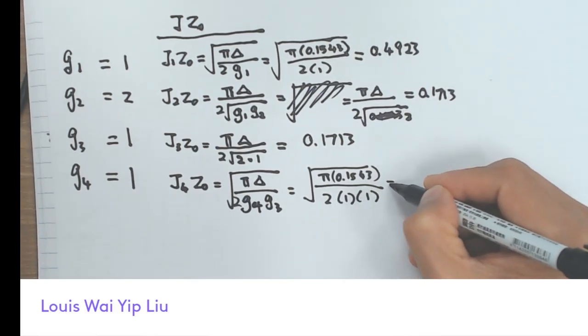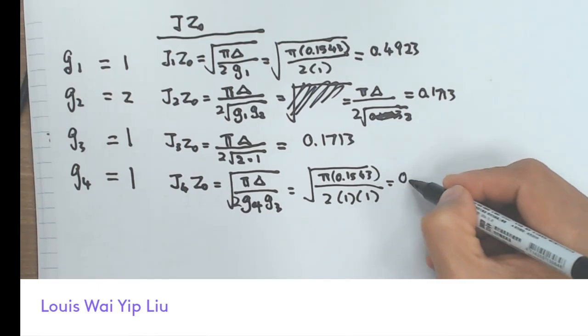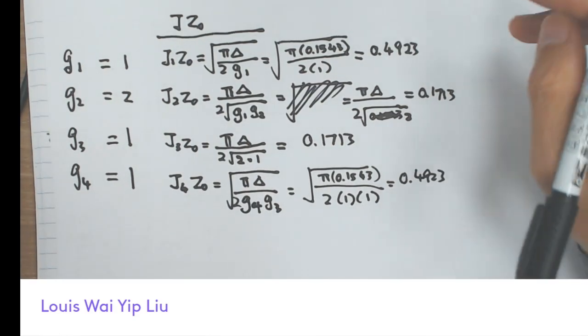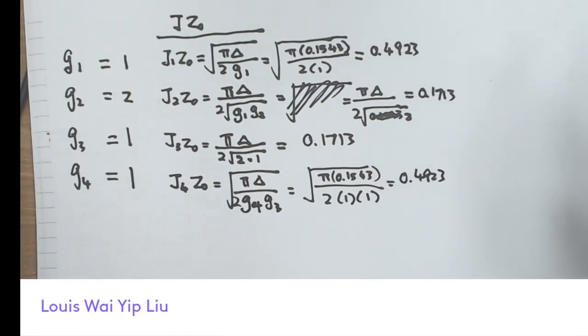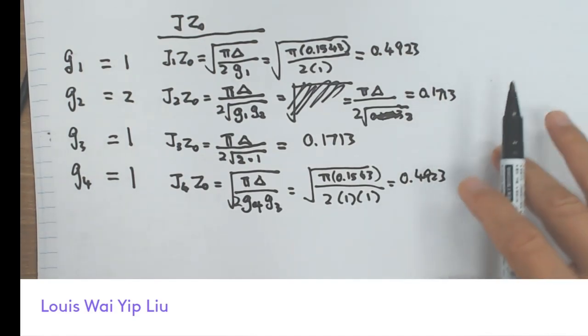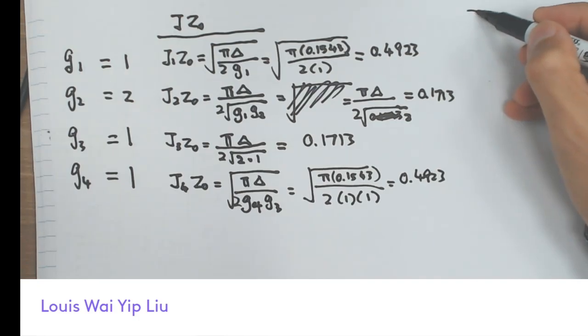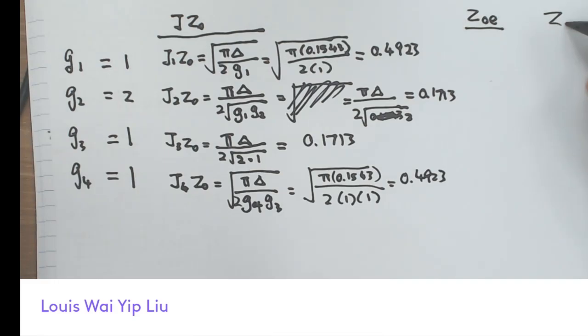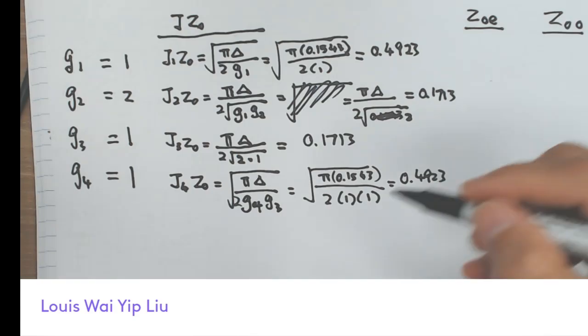So the value should be consistent. Now we have already got the J3 value. The next thing that we need is to work out the even mode impedance and odd mode impedance. The even mode impedance can be calculated using this formula.